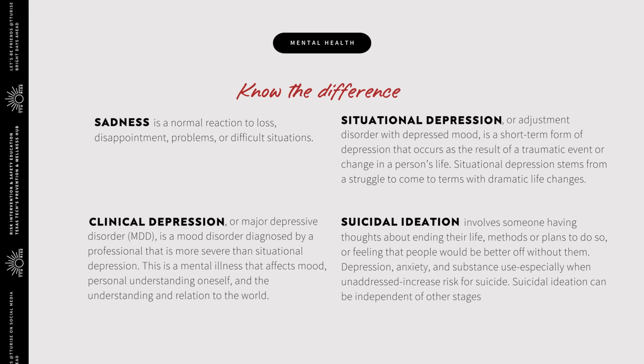Suicidal ideation involves having thoughts about ending one's life, having methods or plans to do so, or feeling that people would be better off without them. Depression, anxiety, and substance use, especially when unaddressed, increase risk for suicide. Suicidal ideation can be independent of other stages. So all of these different terms can be independent or go hand in hand with each other. It is important to know the difference between these so that you can understand when it is time to seek a professional's help.